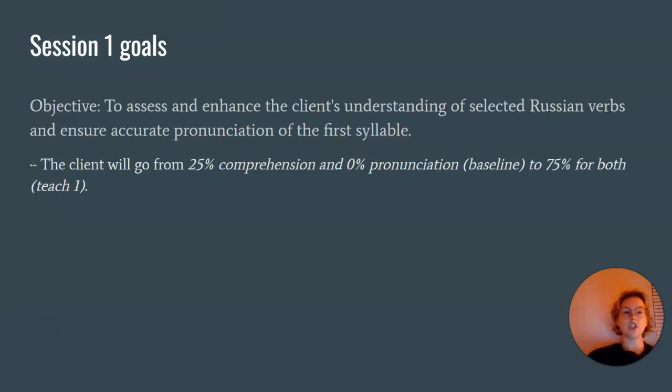So for teach session number 1, my goal was to assess and enhance the client's understanding of selected Russian verbs and ensure the accurate pronunciation of the first syllable. My expectation, or the short-term goal, was that the client will go from 25% on comprehension and 0 on pronunciation, which is what she got on the baseline, up to 75% for both comprehension and pronunciation.